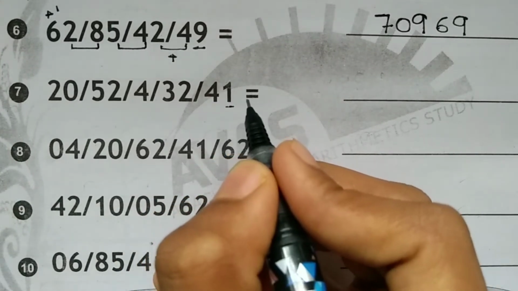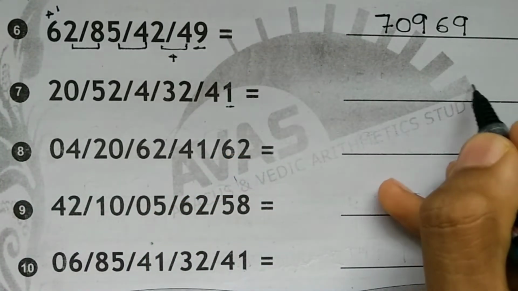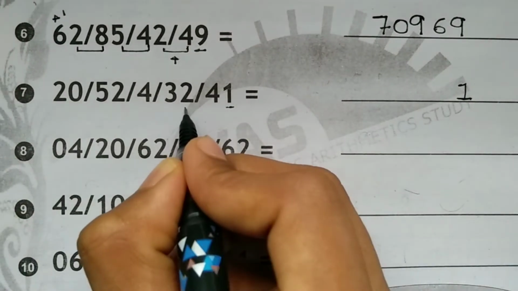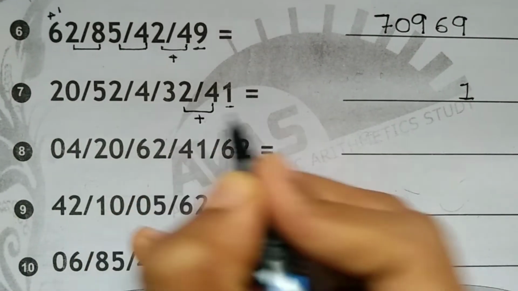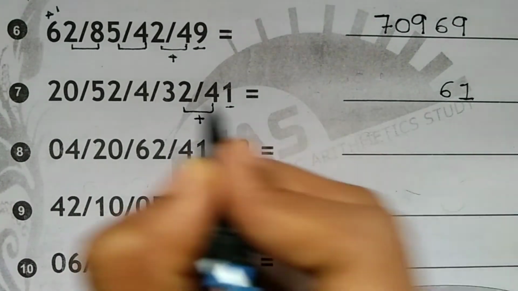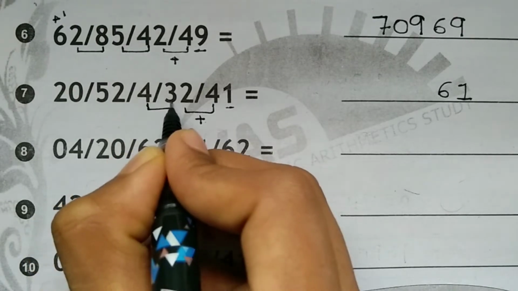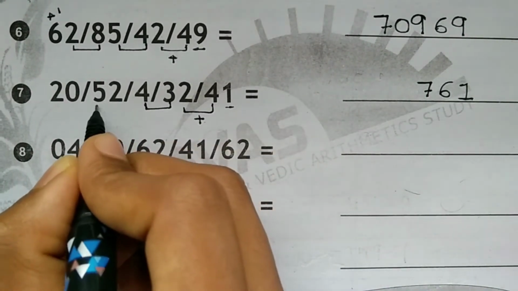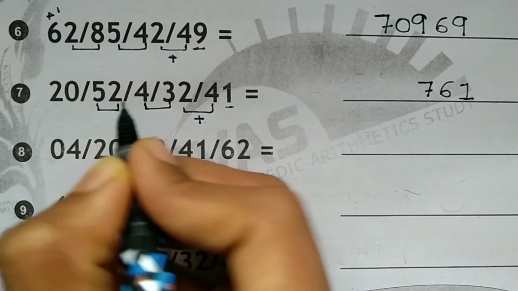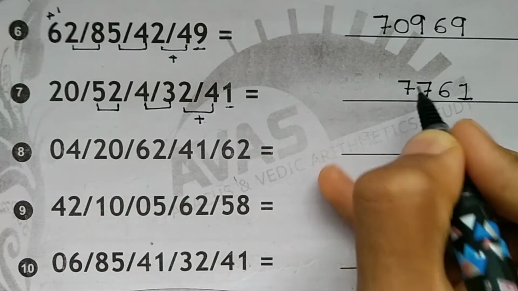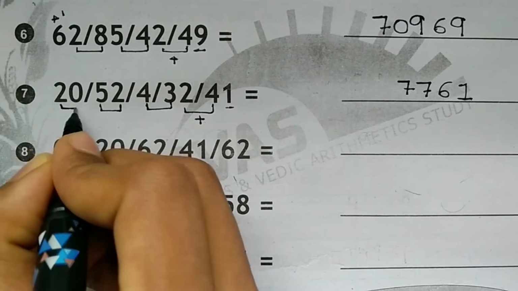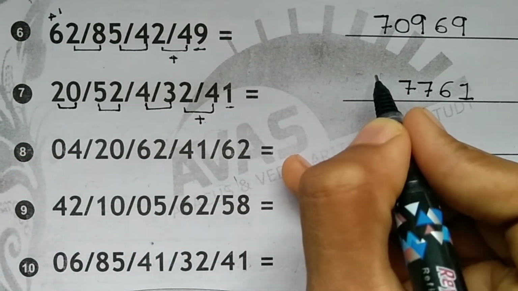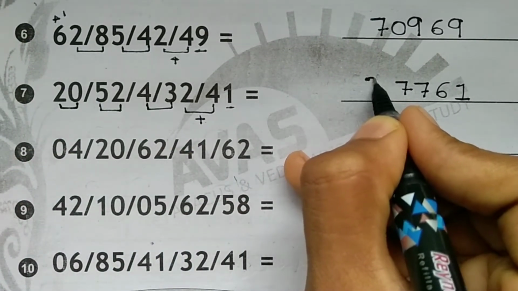Next problem. Last digit is 1 as it is. Then 4 and 2 summation, that is 6. Then 3 and 4, that is 7. Next 2 and 5, that is 7. Then 0 and 2, here we write 2.